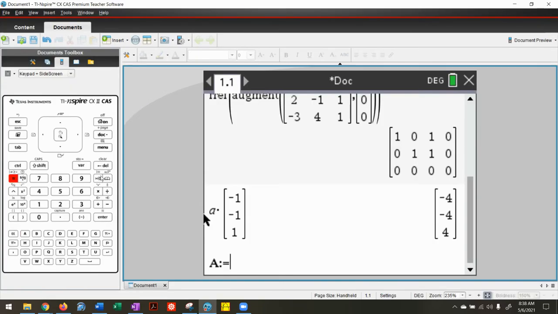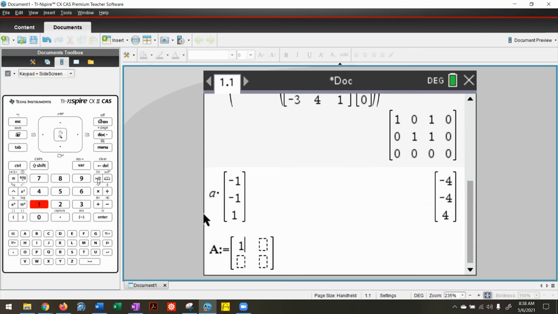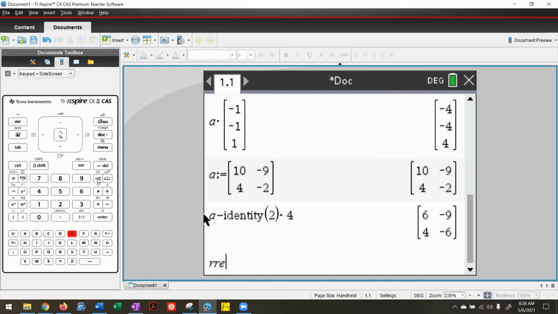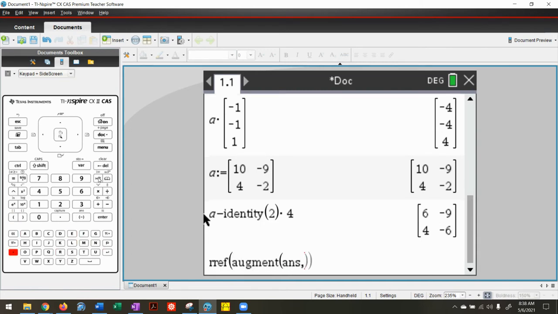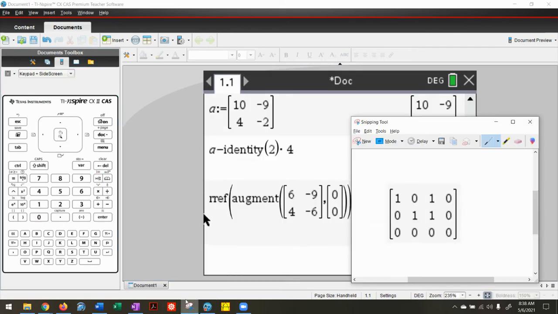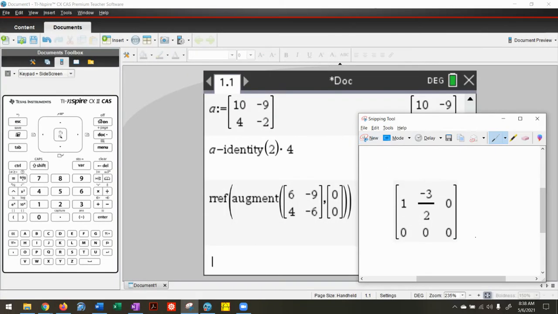I'm going to define matrix A to be the 2 by 2 matrix, 10, negative 9, 4, negative 2. I'm going to take A minus 4 times the 2 by 2 identity. We're going to augment and ref that. So here is the matrix which is going to show us the solutions.